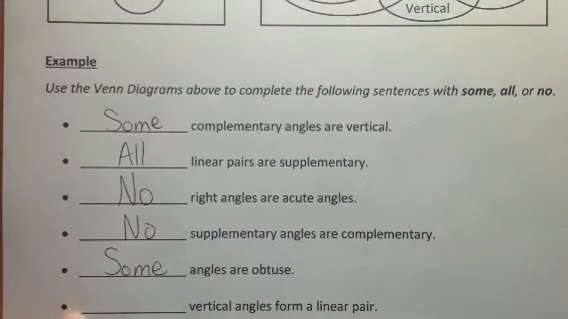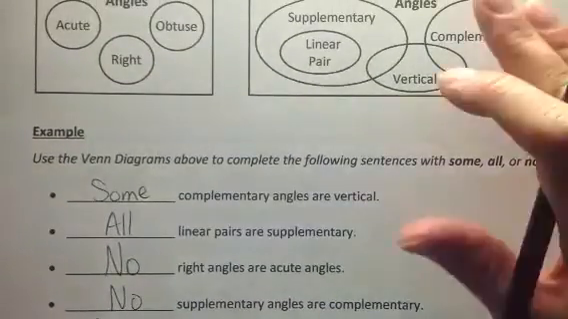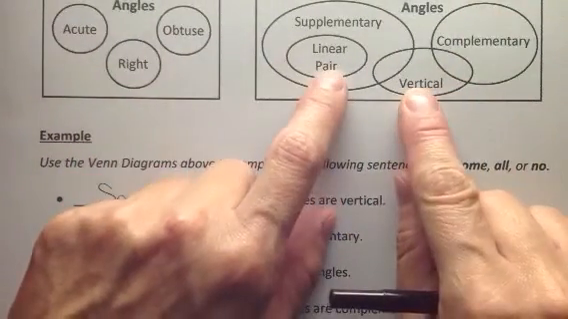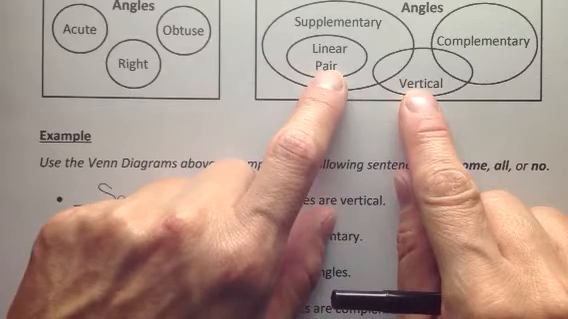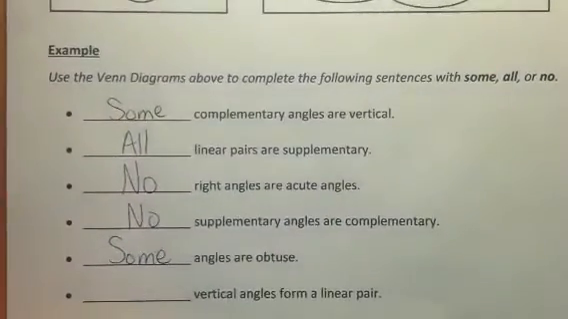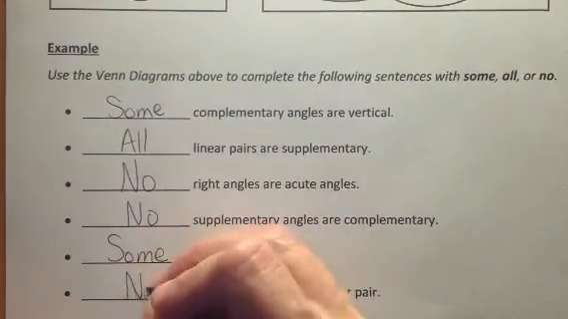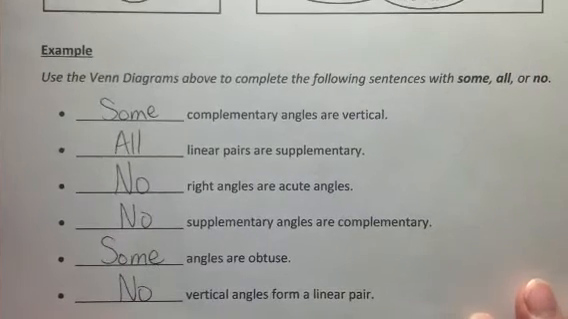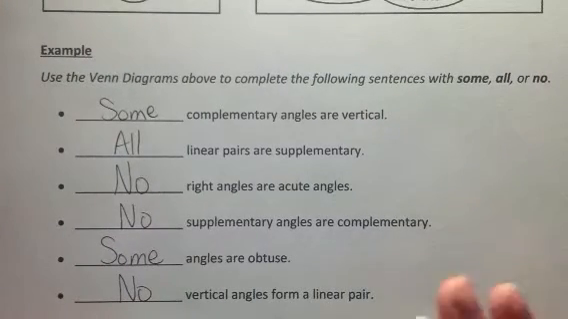Blank vertical angles form a linear pair. So vertical angles and linear pair, let's slide this down. Vertical angles and linear pair, those two subsets are not touching. So I'm going to say no, no vertical angles form a linear pair. And again, hopefully this vocabulary isn't new to you. Hopefully this is review, and you can think about now, if you want to, the definitions and why these statements would be completed the way they were. But we did it from the Venn diagram itself.